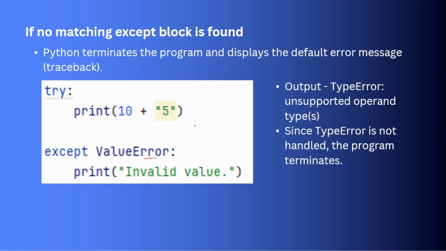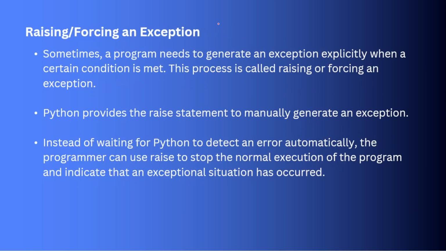See here what is happening is it is trying to add 10 plus this string. This is a string, right? It is inside double quotes, so it is a string. So here the output is type error, unsupported operand type. This is the output which will be displayed on the screen, and since type error is not handled, we can see here we have given except value error, but type error is not handled here, so the program terminates and this is printed. So now the next topic is raising and forcing an exception.